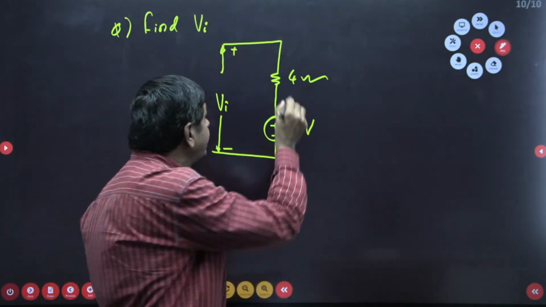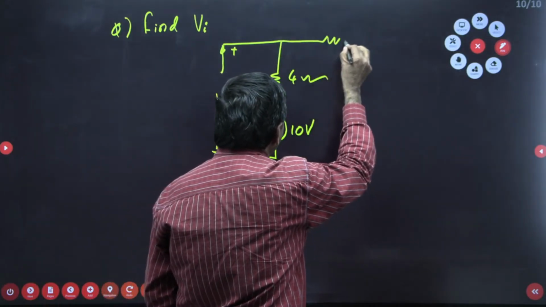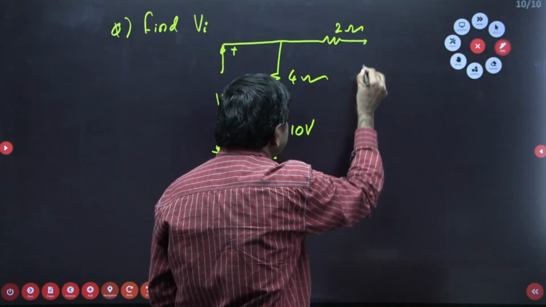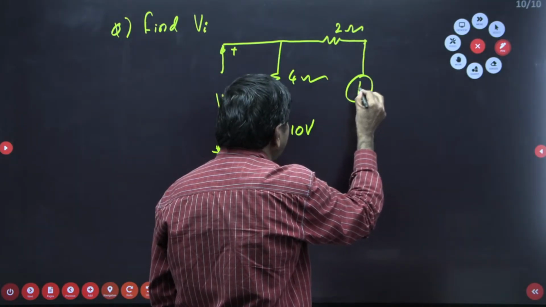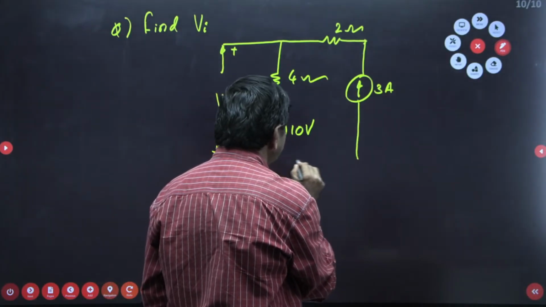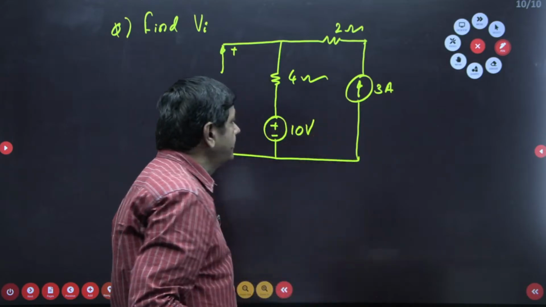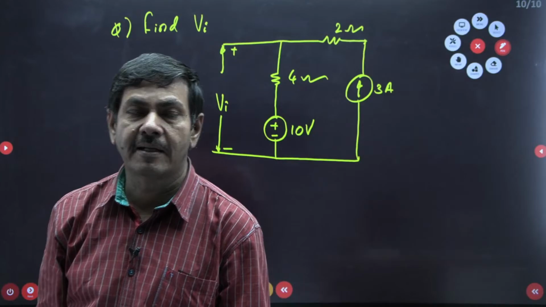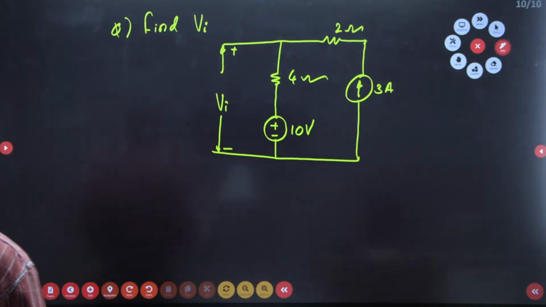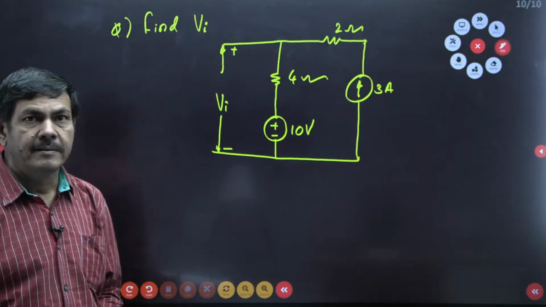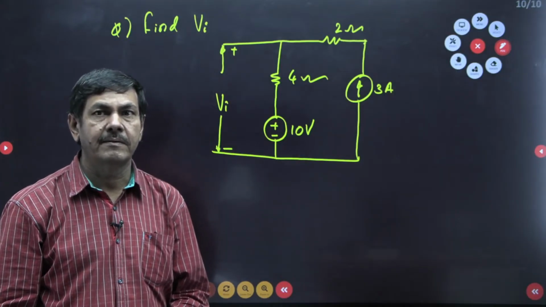And here it is connected with a 2 ohm resistor and also connected with 3 amperes. A current of 3 amperes is connected here. But I want the VI value. Can anybody find the VI value from the given problem?